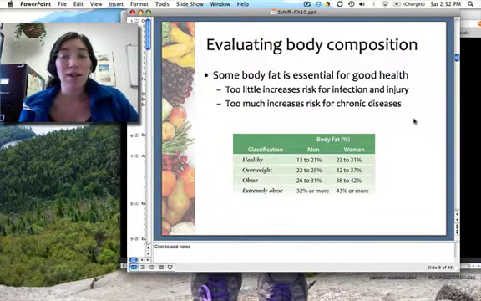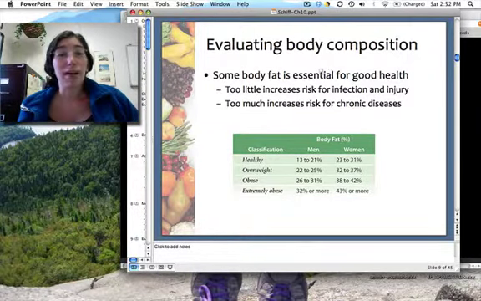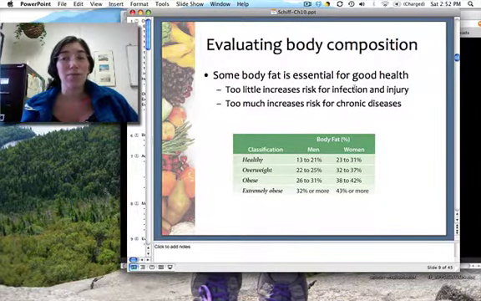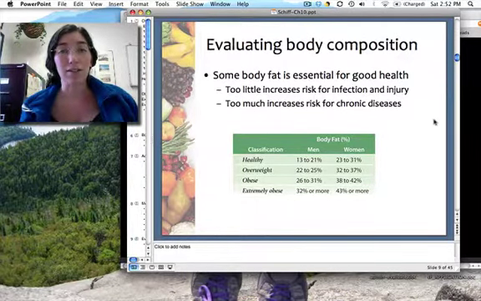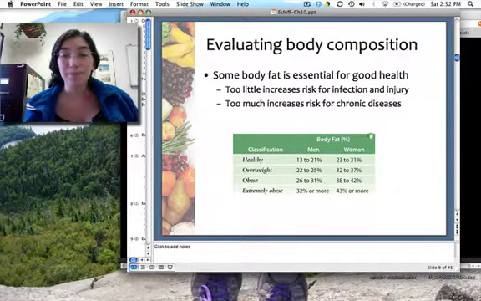Too little fat can actually be detrimental to our health. It can increase our risk for infection and injury because of that lack of padding and the lack of that role it has in immunity. But too much fat is also a bad thing. It increases our risk for chronic diseases. So there's a healthy range for men and women, and these are them.